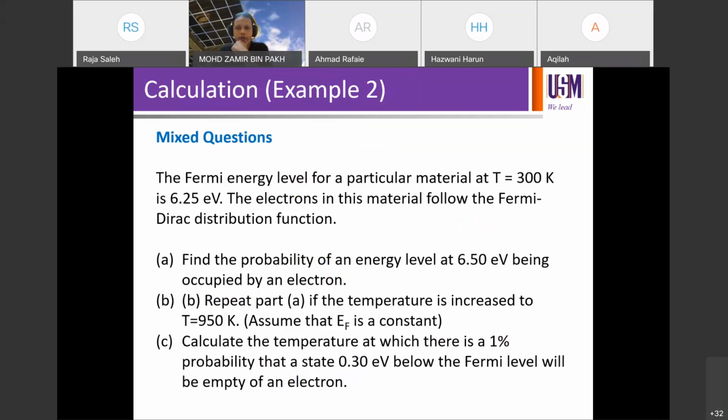So let's go to question number 2, part 2. This is when you have to do the ratio at a higher temperature. Repeat part A, the very same information given, but you change the temperature to 950 K, an increase of 650. So instead of operating at 300 Kelvin, we are now operating at 950 K, assuming that EF is constant and all the rest of the information remains the same. We are still required to calculate Fe.